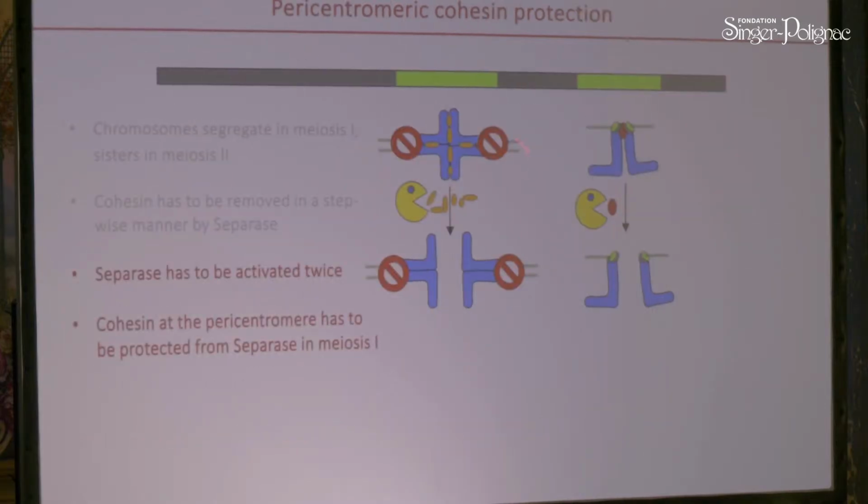What allows this stepwise cohesion removal, and what is really important, is that cohesion at the pericentromere, which I will call centromeric cohesion, is protected from cleavage by separase throughout the first meiotic division. This protective mechanism is what we call pericentromere cohesion protection. It is put in place at a certain time and removed at a certain time. But what is really important is that it's in place when separase is active in the first meiotic division.